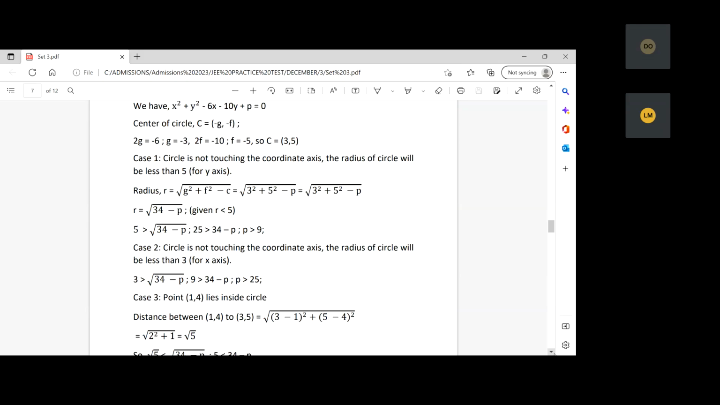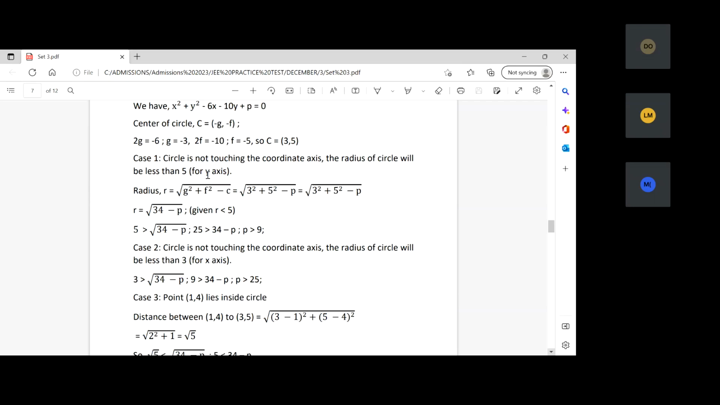I need to solve this question by considering different cases. The first case is considering the value y, which is 5. So the radius of the circle has to be less than 5. That's the first case. If it's not, it will be touching those coordinates. So it should not touch.